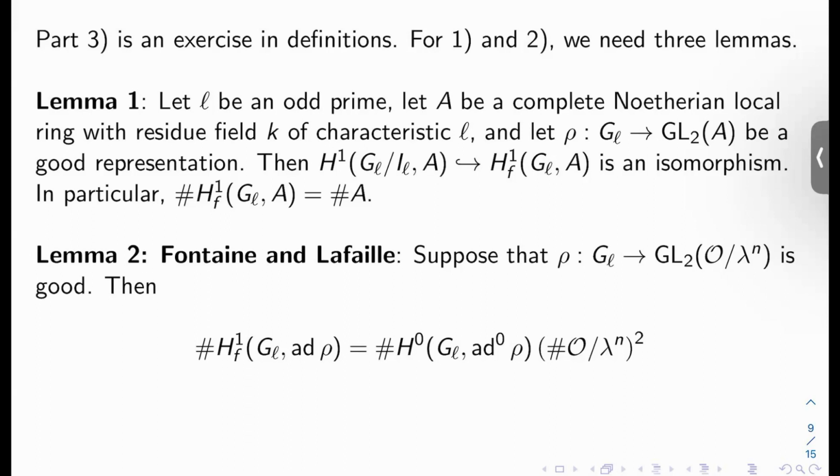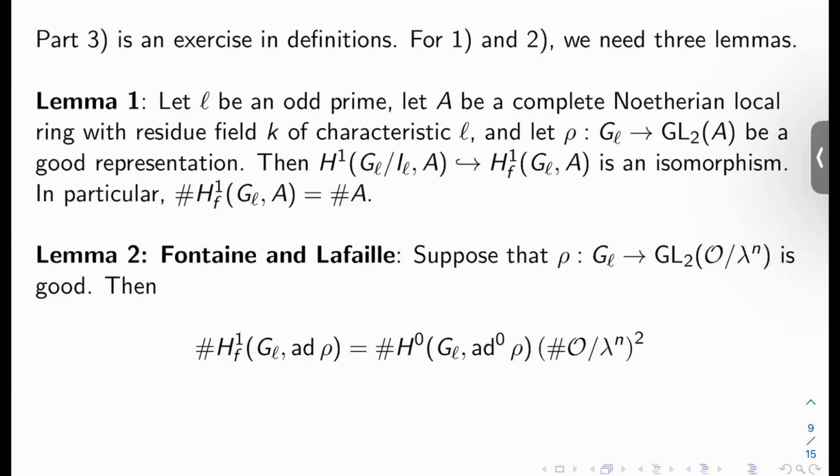So lemma 1, we'll let L be an odd prime. We'll let A be a complete Noetherian local ring with residue field K of characteristic L. And I believe L has to be odd here. I could be wrong about that, but it will be for us anyway. And let rho from GL to GL2 of A be a good representation. Then, first of all, there is an injection from H1 of unramified classes, so H1 GL mod ILA, into H1 FGLA. But furthermore, not only is there an injection, this injection is an isomorphism. Okay, in particular, and this is a quick little exercise, the cardinality of H1 FGLA is just the cardinality of it.